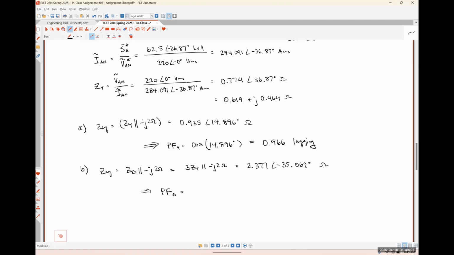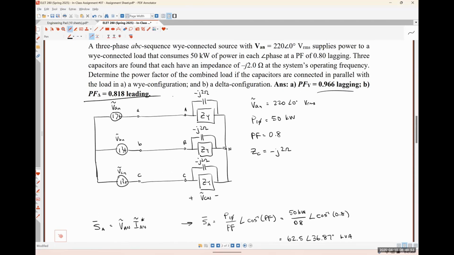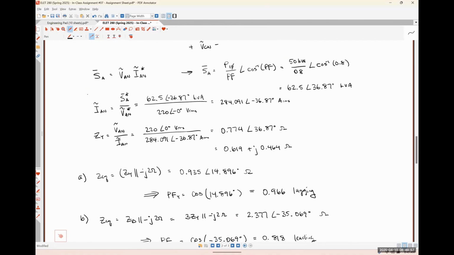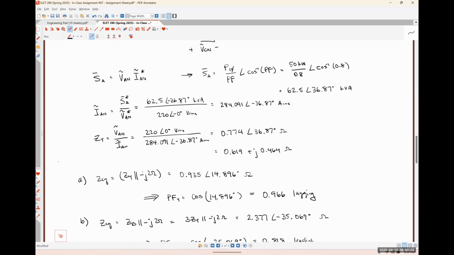And so the power factor of our system with the delta connected capacitor bank is then the cosine of that negative 35.069 degrees, which I get to be 0.81846 and some change. Is this a leading or lagging power factor? Leading because it's negative. And that is indeed the correct answer. For what it's worth, that is one of multiple different ways that we could approach this problem, but that's probably the most straightforward path. So that's why I chose to do it this way for you guys.